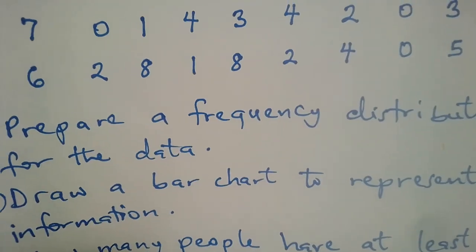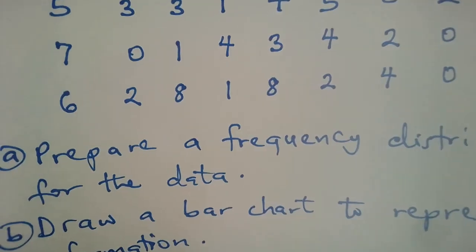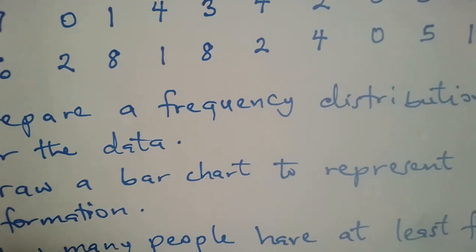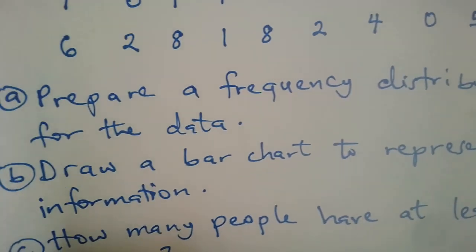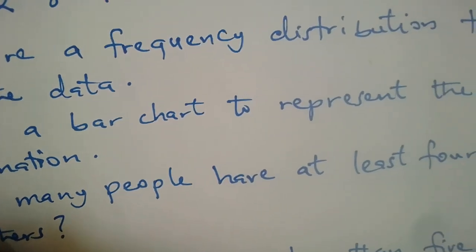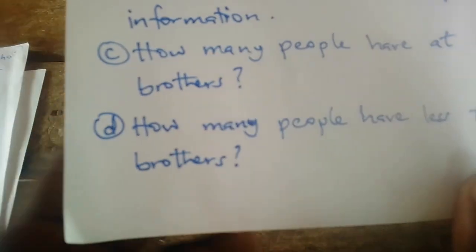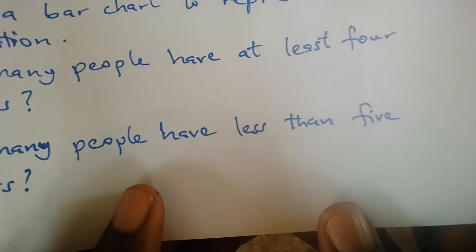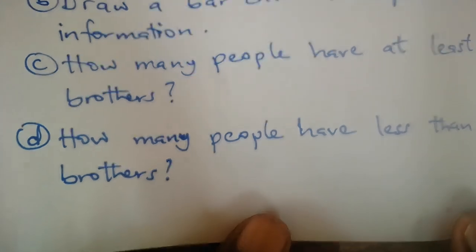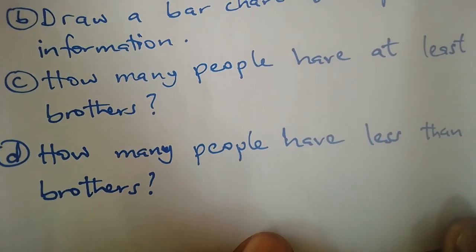A. Prepare a frequency distribution table for the data. B. Draw a bar chart to represent the information. C. How many people have at least 4 brothers? D. How many people have less than 5 brothers? So you have to answer the questions for your practice.